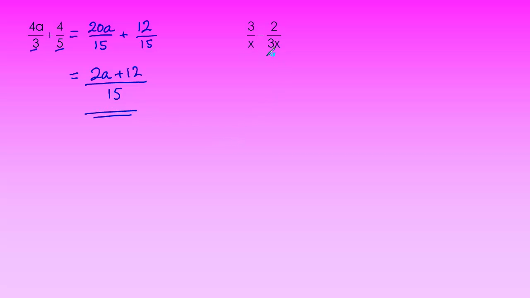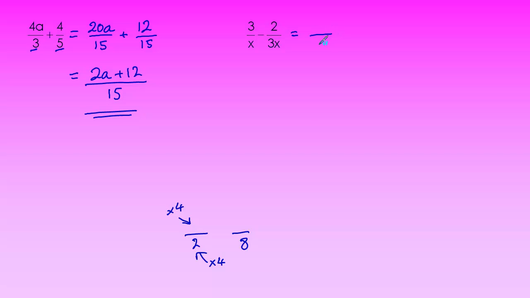Now here we have x and 3x. That's a similar situation to having, for example, 2 and 8. We know that 8 would be the best common denominator here, and what we need to do is multiply this one by 4 in order to get that, so we'd multiply the top of this one by 4.